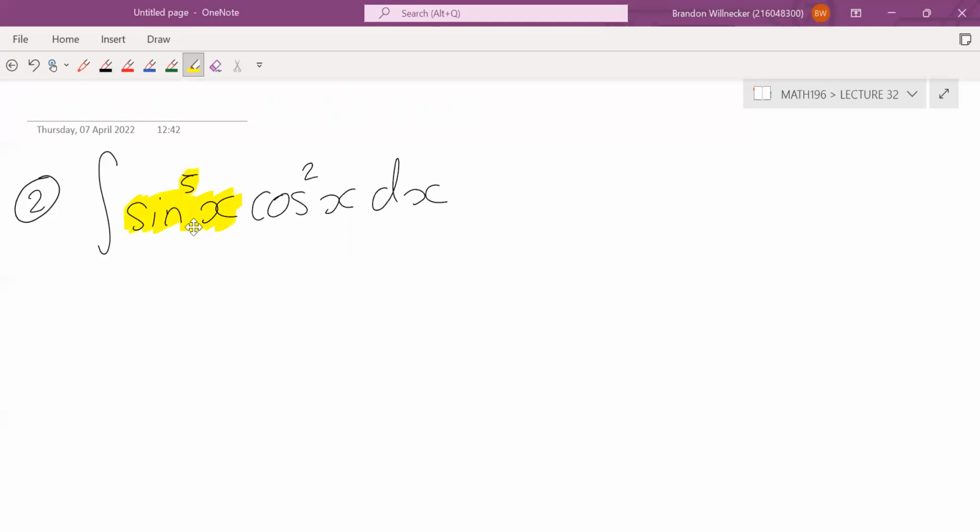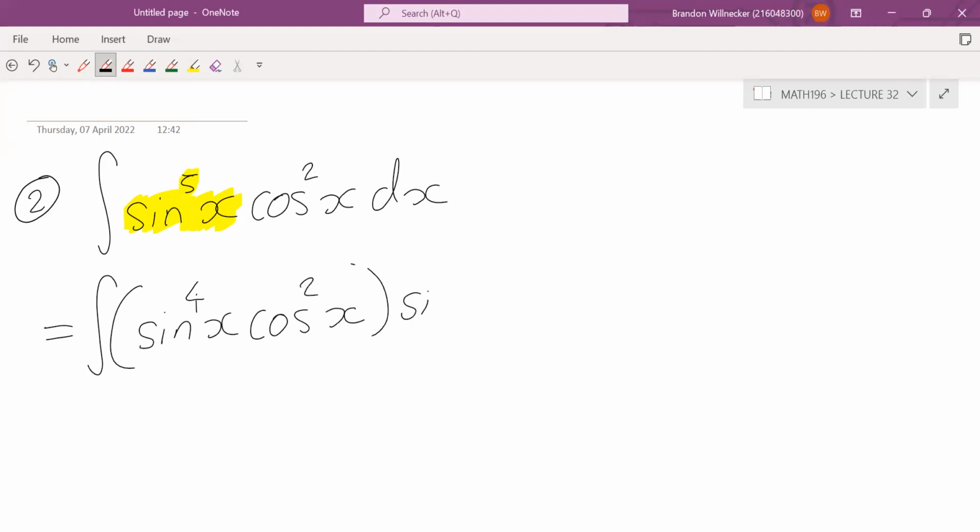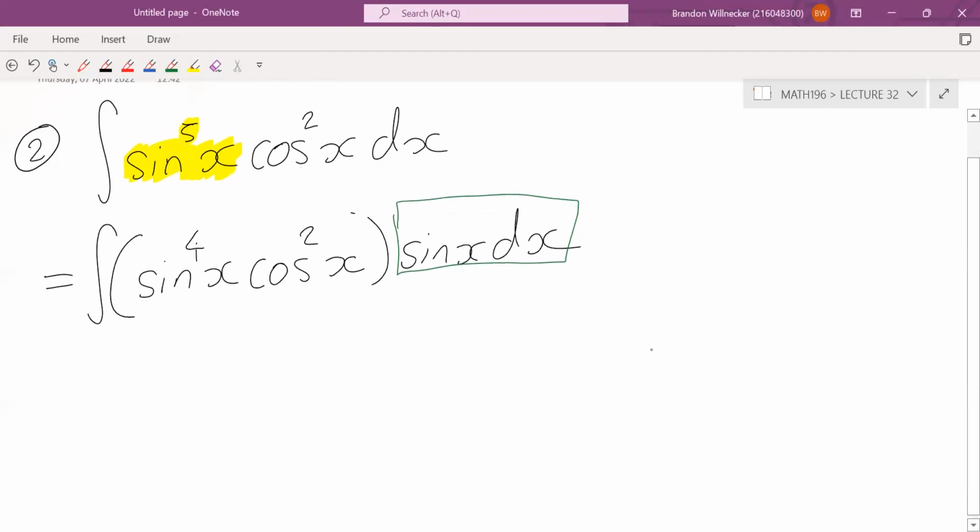So sine is odd. We've got an odd power of sine. So that means we factor out one of the sines. So this is going to be equal to the integral sine to the 4x, because we took one out, cos squared x sine x dx. So let's just put that in green. That's on the outside now. Okay, so we're done with that. That's separated out. We can leave that alone.